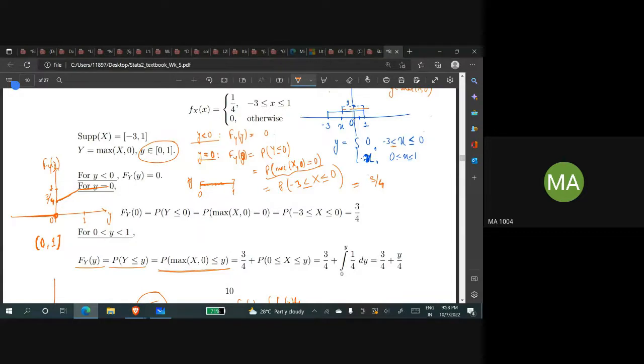So when we look over here, the way Y is defined, whenever X lies between 0 and 1, this maximum is just X. So this happens when X lies between 0 and 1.